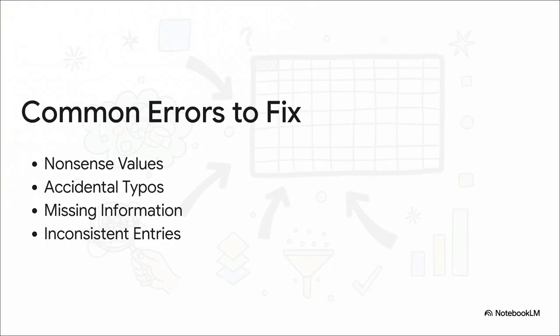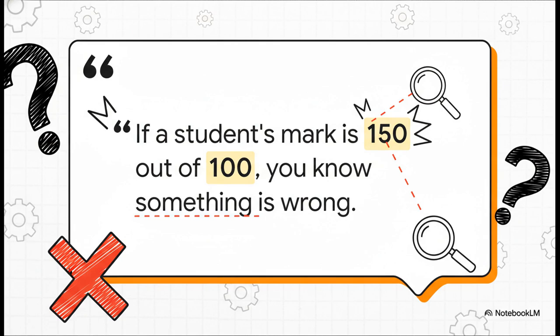So what are we hunting for exactly? Well, these are the usual suspects. You've got nonsense values, stuff that just plain can't be real. Then there are simple typos, fat finger mistakes. You'll find missing information where there should be an answer, and inconsistent entries that don't match up with everything else. And this quote right here just perfectly nails the idea of a nonsense value. It's an immediate red flag. I mean, you don't need a PhD in statistics to know that a score of 150 out of 100 is impossible. And that is exactly the kind of obvious mistake that editing is designed to catch.